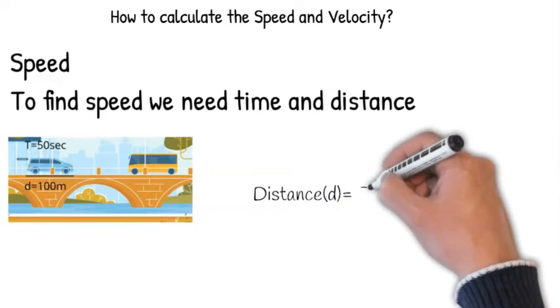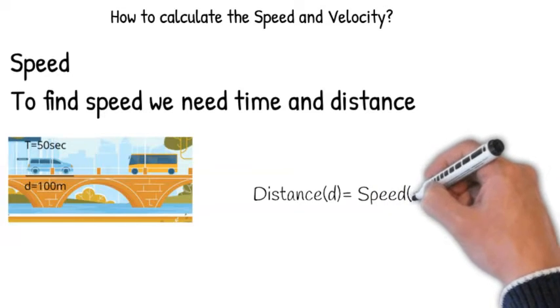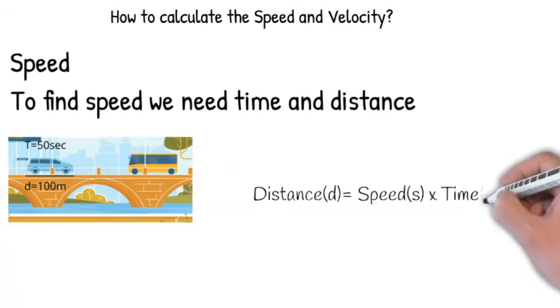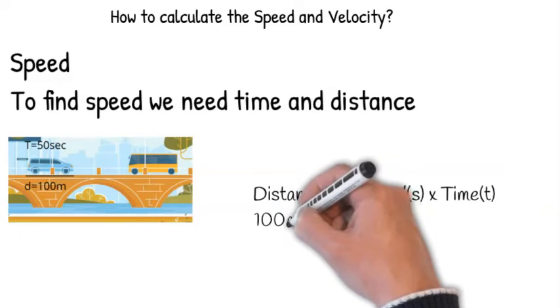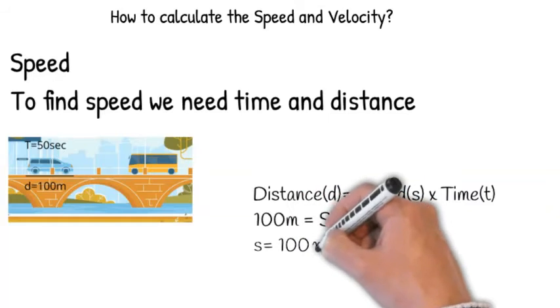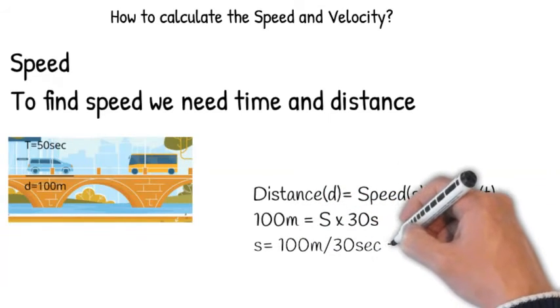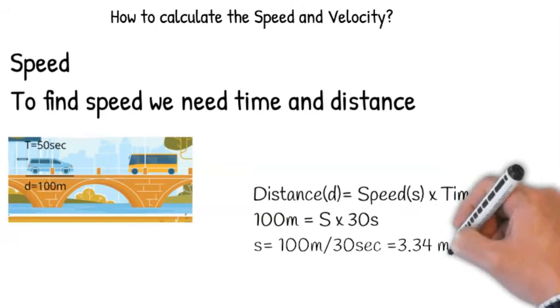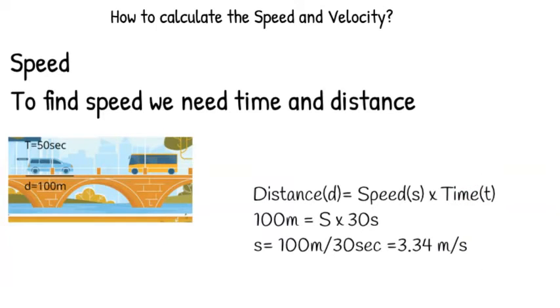So we use the formula: distance we represent by d, speed by s, time by t. The distance is 100 meters, and dividing by the time gives the speed. So the van is moving with 3.34 meters per second. Don't forget to write the units in the exam. When a question in the exam asks you to find the speed, use this formula: distance is equal to speed times time.